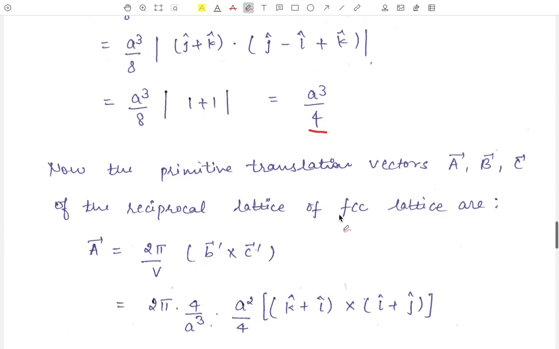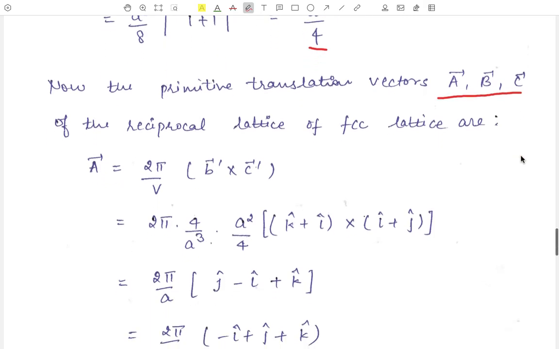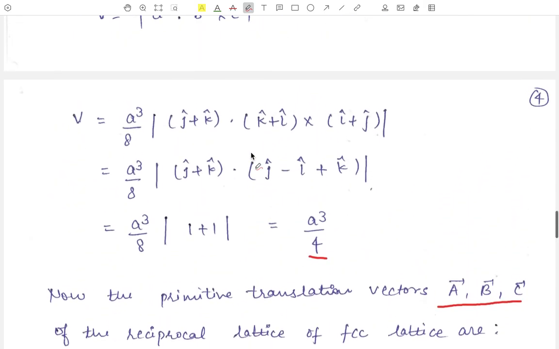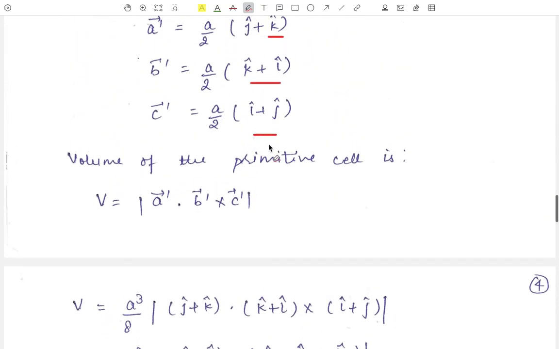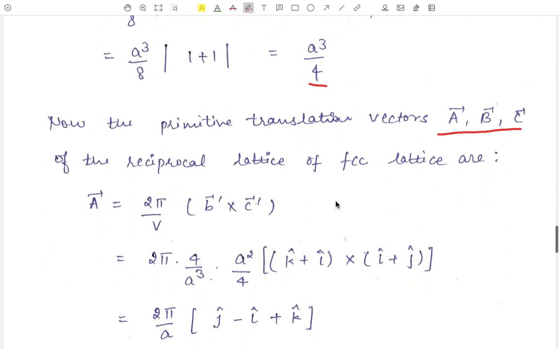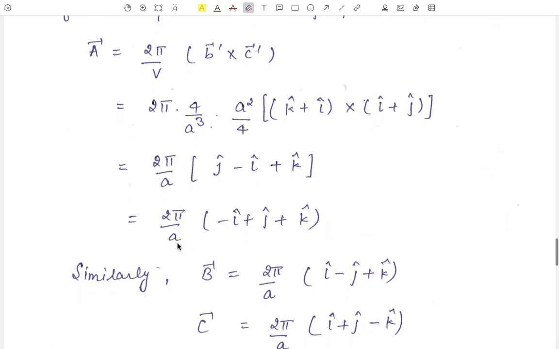Now for the reciprocal lattice of the FCC lattice, the primitive translation vectors are capital A vector, capital B vector and capital C vector. Again by definition, capital A vector is equal to 2 pi upon V, the volume of the primitive cell, into B dash cross C dash. This is the B dash vector and C dash vector. Their cross product is j minus i plus k. Using this here, we get minus i plus j plus k. This is the capital A vector, 2 pi upon a.